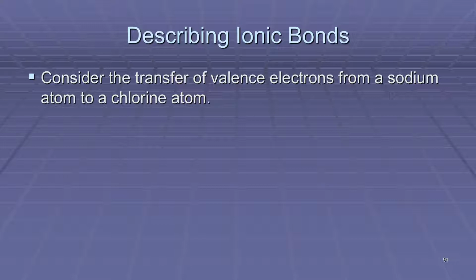We can draw what's happening to the electrons by showing the transfer. So what happens when a sodium atom and a chlorine atom react together? Sodium will give up the electron, chlorine will gain the electron, and we have the two ions.